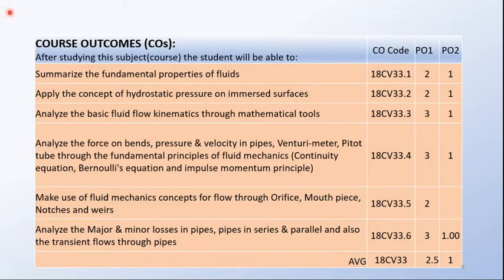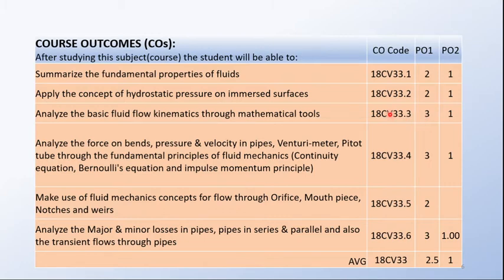Now with those course objectives, I have designed course outcomes. After studying the subject, the student should be able to do the following. There are 6 outcomes. Number 1 is summarize the fundamental properties of the fluids. The second is apply the concepts of hydrostatic pressure on immersed surfaces.